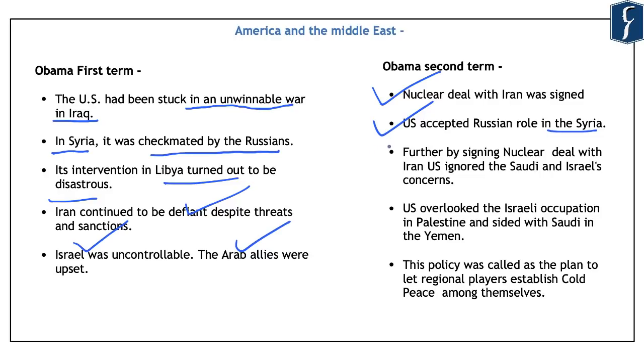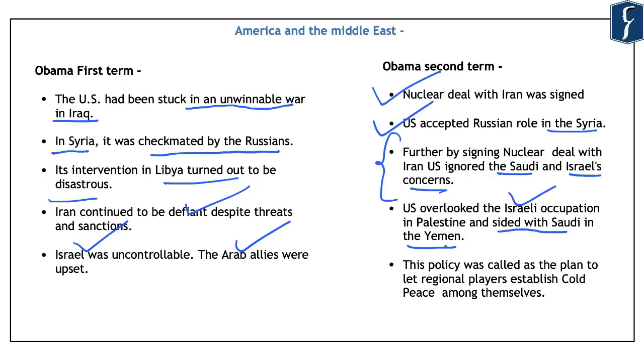And while signing this nuclear deal with Iran, the United States of America had ignored the Saudi Arabia and Israel's concern. And that is because we note that these are the two warring powers in the Middle Eastern region. That is, there's a conflict between Saudi Arabia and Iran, and at the same time, the Arab countries and Israel are also at conflict related to the Palestinian issue. Further, the US administration in Obama's second term overlooked the Israeli occupation in Palestine, and also they sided with Saudi Arabia in Yemen.